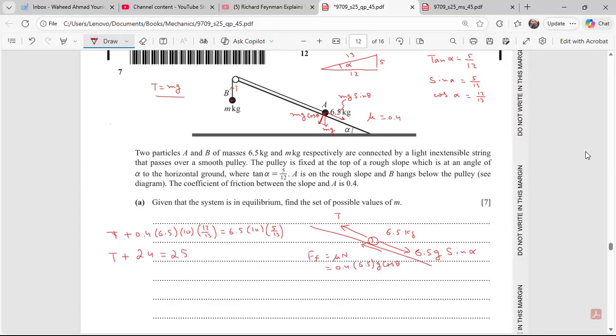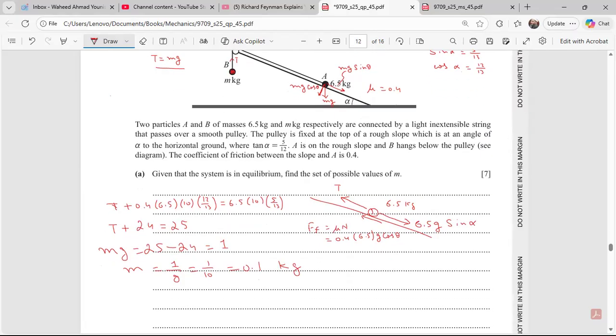Okay, and this tension is equal to mg. So this mg is equal to 25 minus 24. So this is 1. And m in this case is 1 divided by g, and g is 10. So it is 0.1 kg. Okay, so this is the minimum mass of this object, 0.1 kg. If it is less than 0.1 kg, then this object will start sliding down.